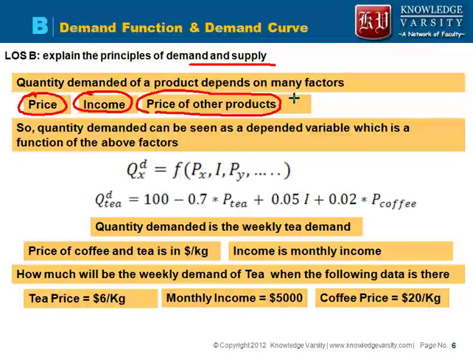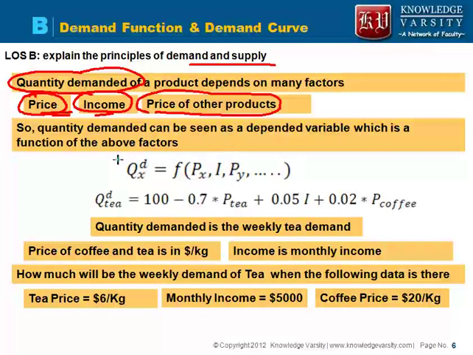So there can be a lot of other factors which determine the quantity demanded, but these are the three major factors: price, income, and the price of other products. The quantity demanded is a dependent variable, and it depends on price, income, and price of other products. So it's a function of all these factors, and we can represent the quantity demanded as a function of these factors.